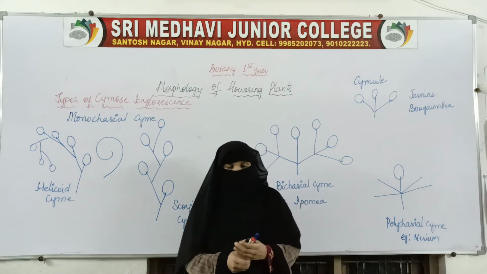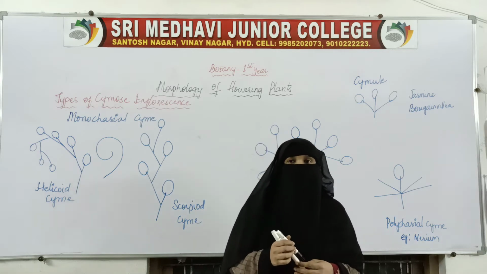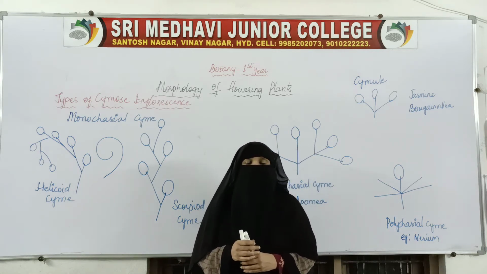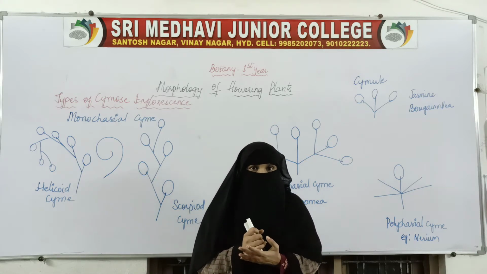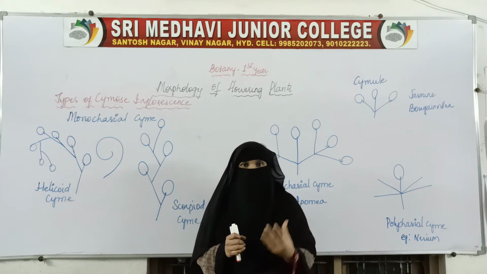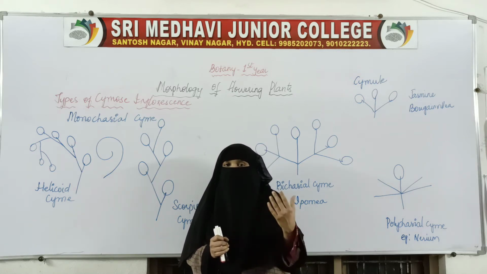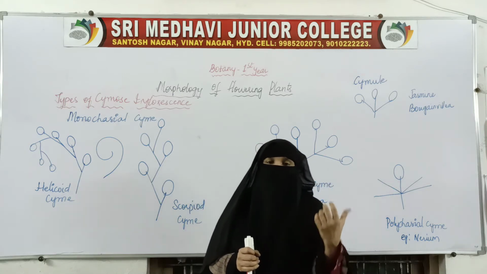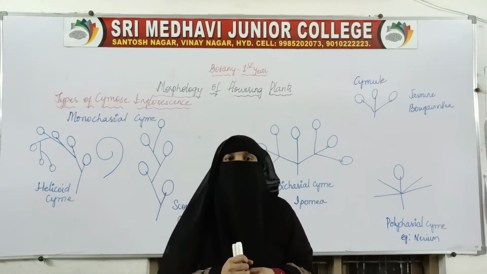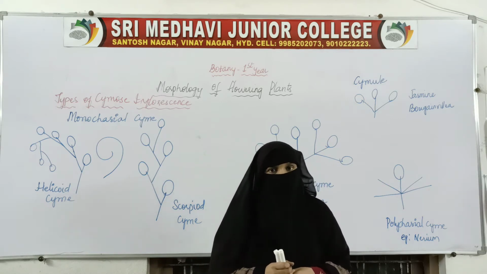Welcome everyone. Here today we will see the different types of cymose inflorescence. In the previous class we have seen the different types of racemose inflorescence: simple raceme, panicle, spike, catkin, corymb, compound corymb, umbel, compound umbel, and we have even seen the capitulum or the head inflorescence.